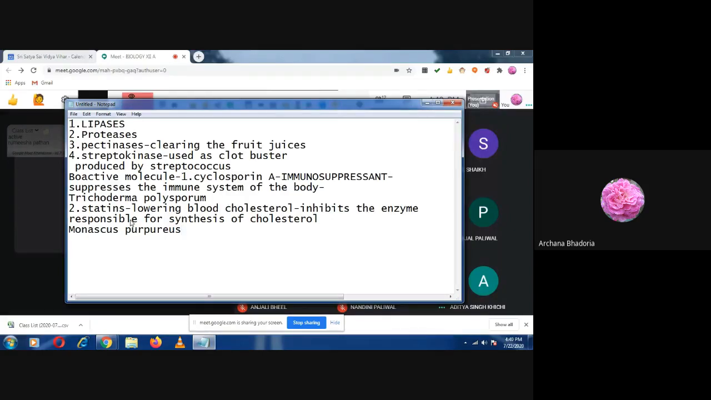Is it very clear now? Which two bioactive molecules do you have to remember? Cyclosporin A and statin. In all the cases, remember the name of the organism and whether it is a bacterium or a fungus. Cyclosporin A and statin are both produced by fungi, two different fungi. One is Trichoderma polysporum and the other one is Monascus purpureus.